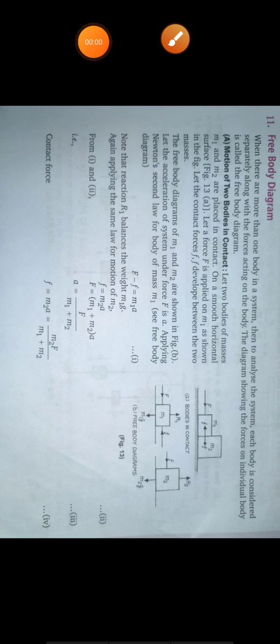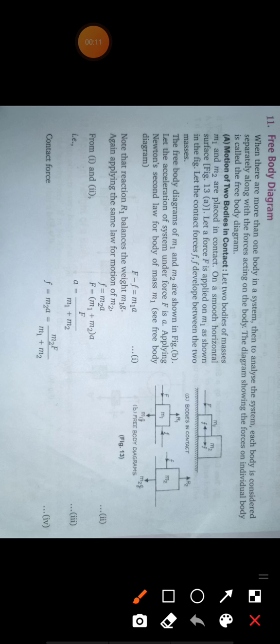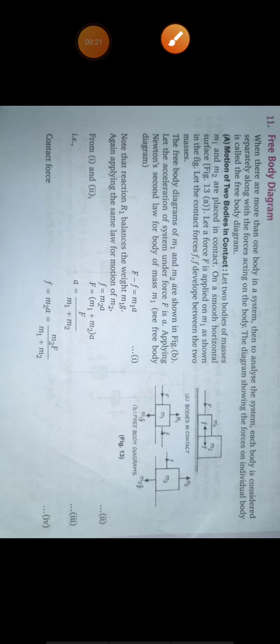Good morning, students. So today we will discuss a few more cases. The first case is the motion of two bodies in contact. So here we have placed two bodies. The mass of the first body is m1 and the mass of the second body is m2. Here m2 is greater than m1.